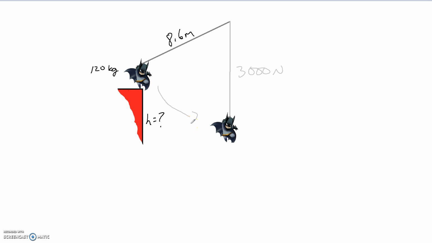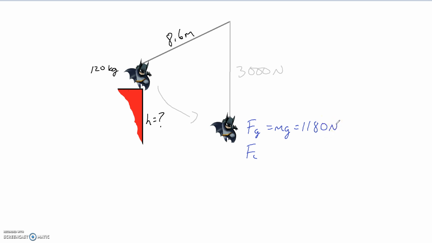So we've got 3,000 newtons of force on the actual cable. Now that force comes from two places. There's a force of gravity at the bottom, and there's also Fc, and those two things are pulling on the cable, causing the 3,000 newtons of tension. So let's start with Fg. If we just do mass times gravity for Batman, we can calculate that he has a gravitational force of approximately 1,180 newtons.